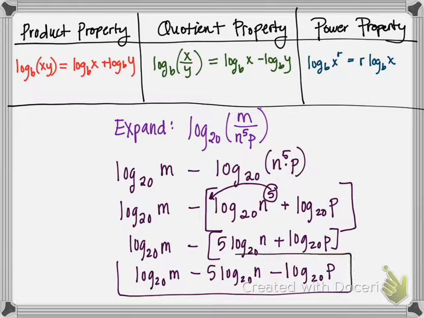And if you look at your answer, anything that has a plus sign in front of the log should be located in the numerator. So m should be located in the numerator of the original expression, and it is. Anything with a minus sign in front of the log should be located in the denominator. So the n and p are located in the denominator of the original expression. So that's how you could check your work.